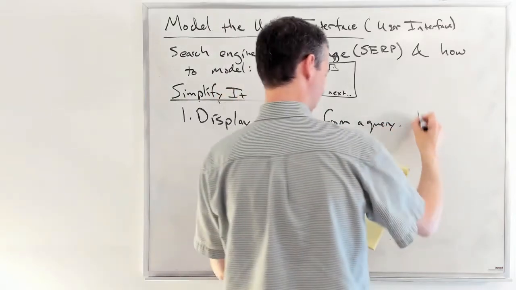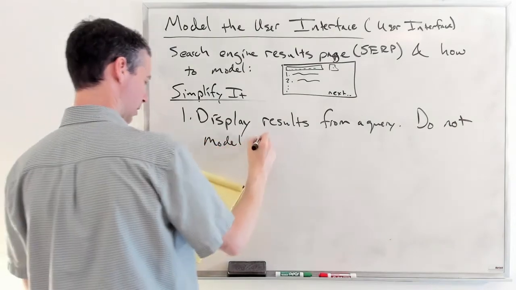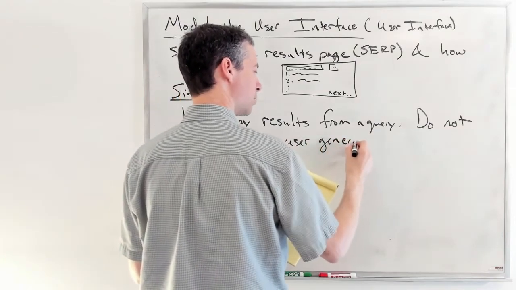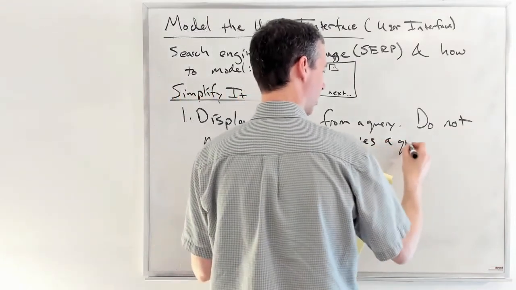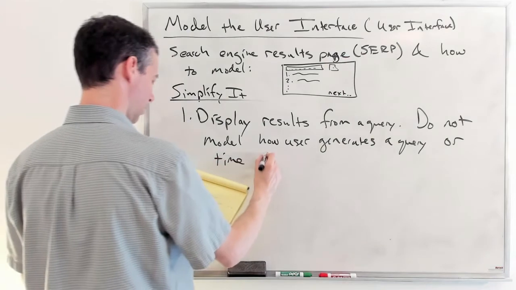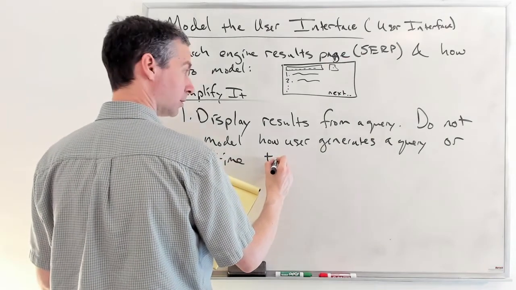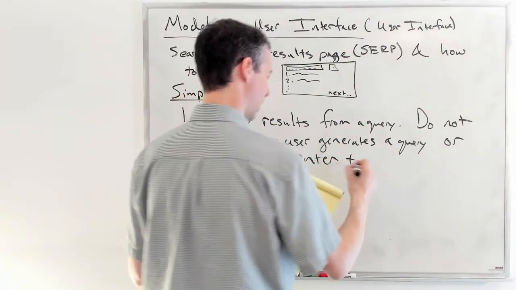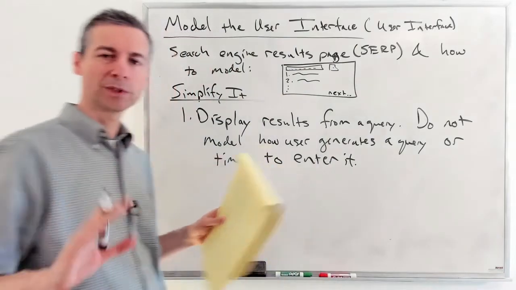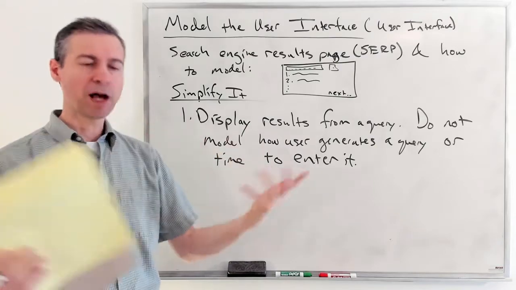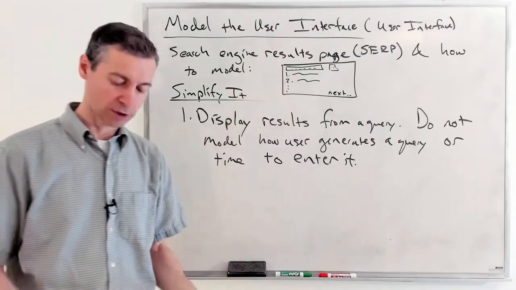All right. We are not going to model how a user generates the query. We're not going to get in their brain and figure that out. Or we're not going to even bother to model the time to enter the query, for example. They've got to type it and hit the button. That's not what we're going to do. We're going to simplify it. There's going to somehow have been a query run, and results are going to be shown for the user.